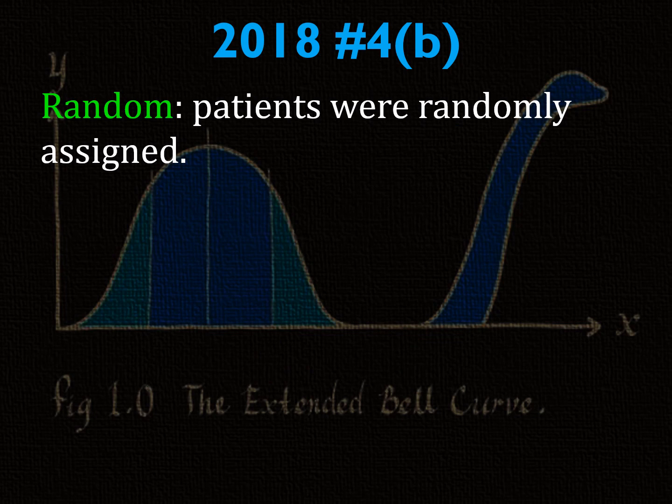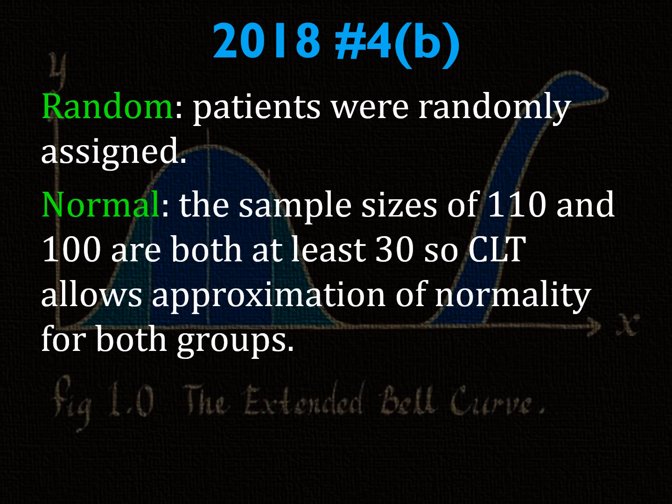So we're going to check our conditions. First, the patients were randomly assigned. The normal condition, the sample sizes of 110 and 100 are both at least 30, so CLT applies and allows the approximation of normality for both groups. You don't need to check the independence condition because you have a randomly assigned experiment.